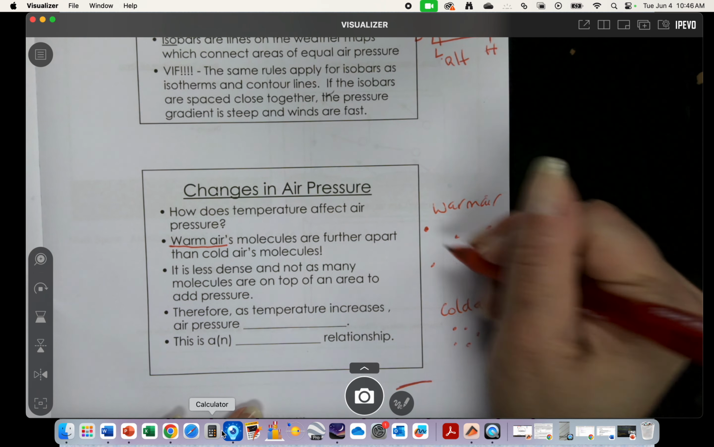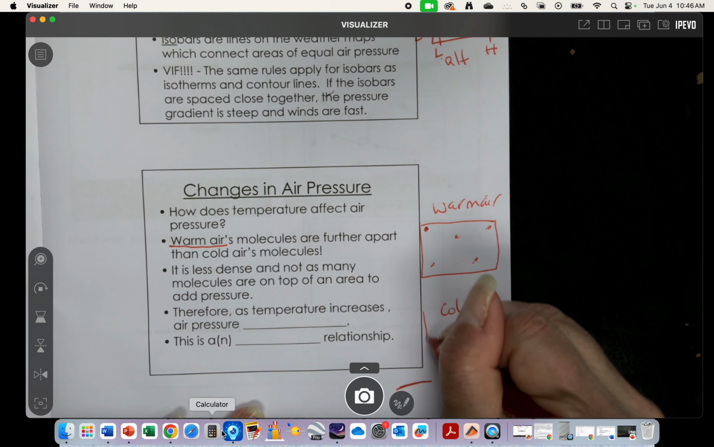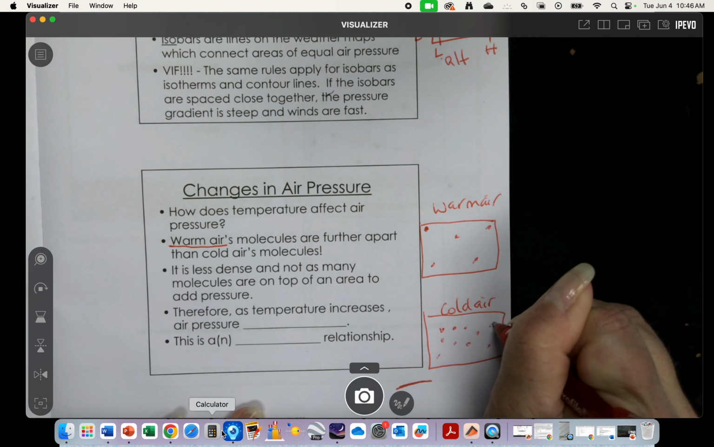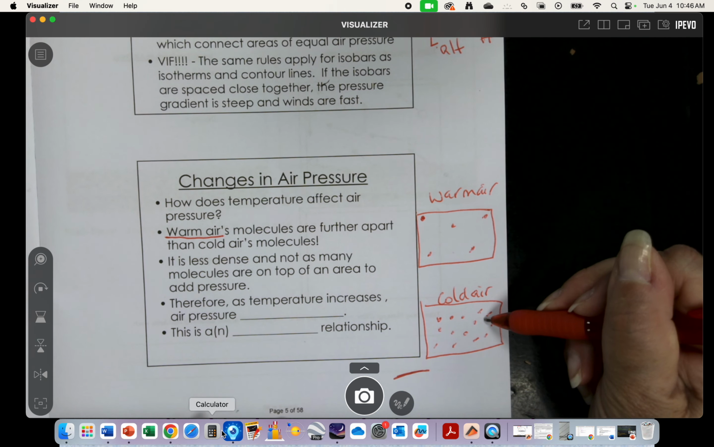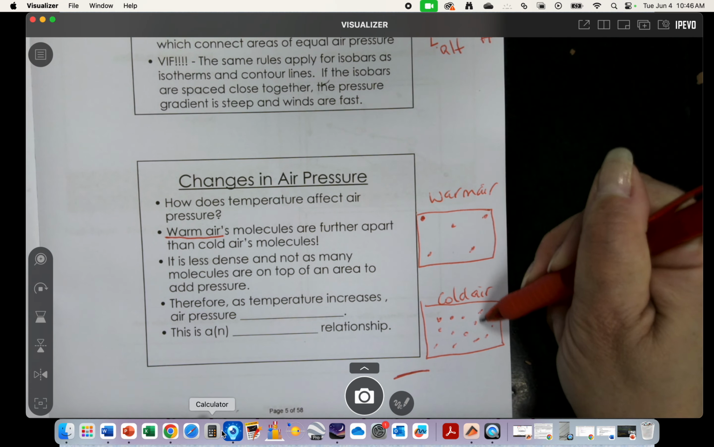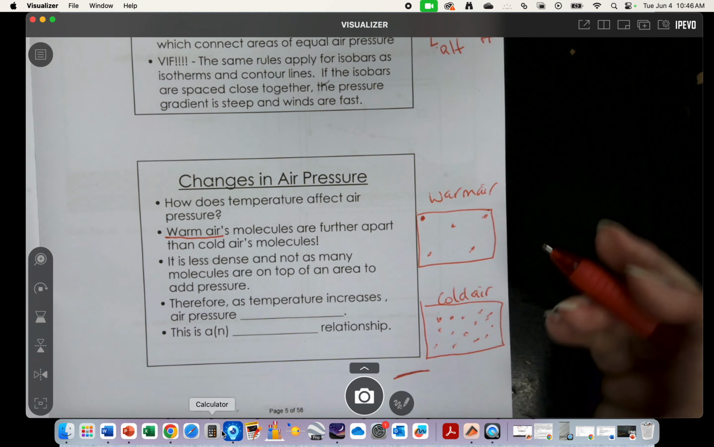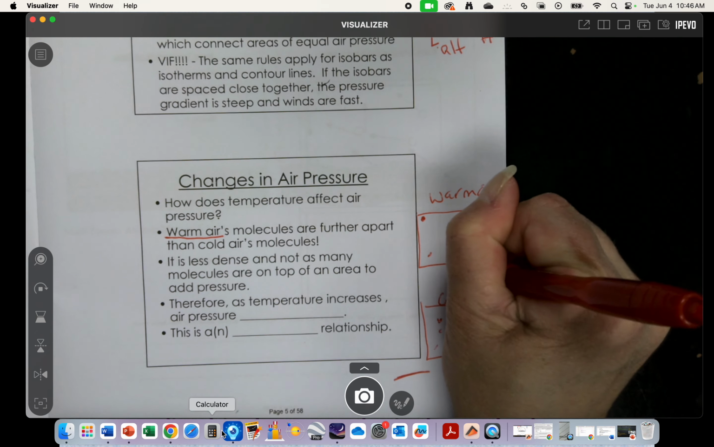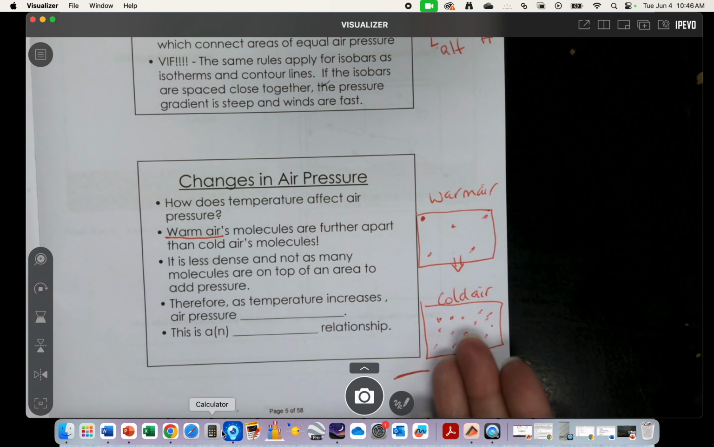If we think about a certain volume of air, in that same volume of air, cold air has more molecules in it. So think about the weight of that cold air pushing down on you, right? This pushes down on you harder than the warm air, because it just weighs more. It's more dense. Cold air is much more dense.